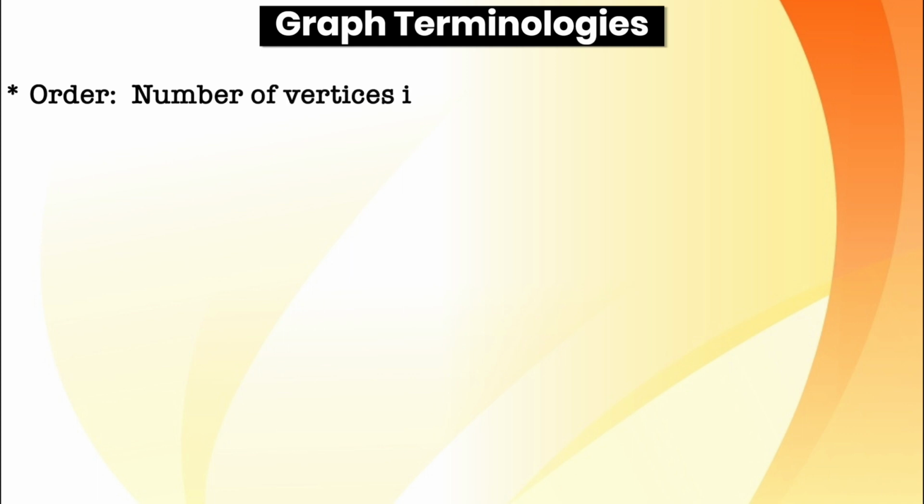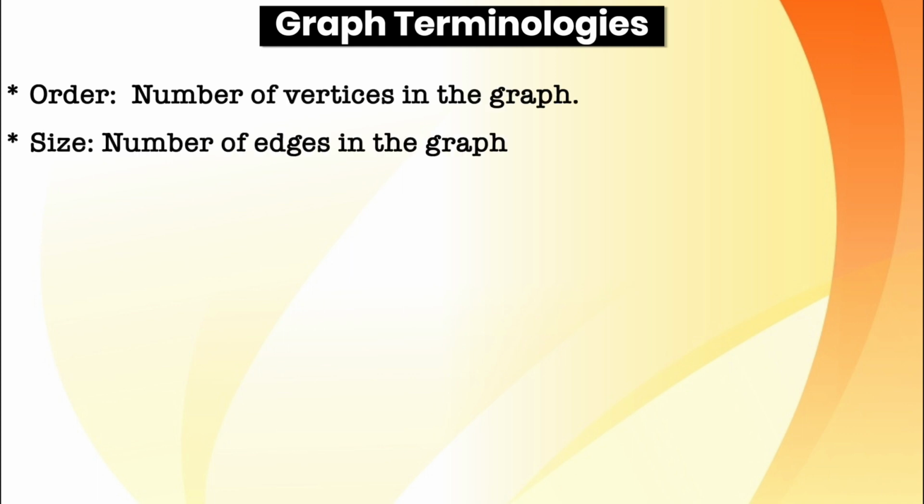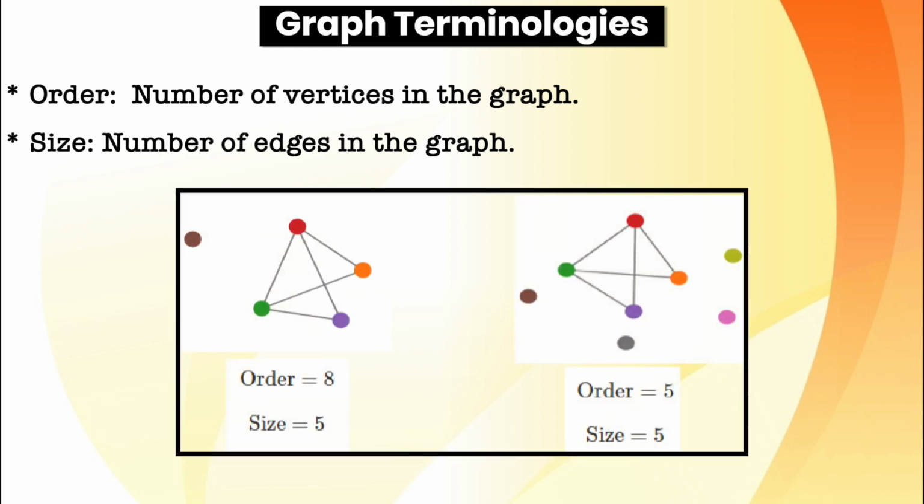Order of a graph is the number of vertices in the graph, and size of a graph is the number of edges in the graph. So, in our example, we can see that order is equal to 8 and size is 5. Order is equal to 5 in the second graph and size is 5.